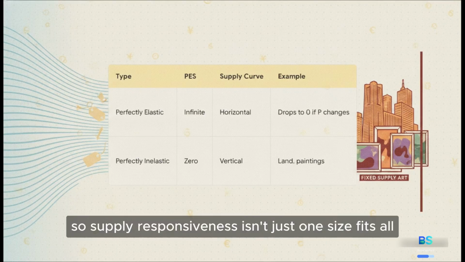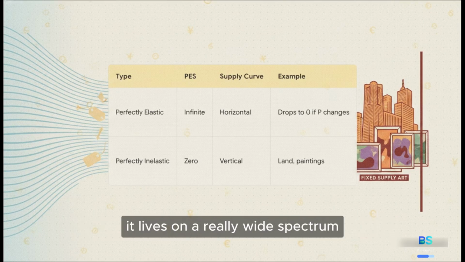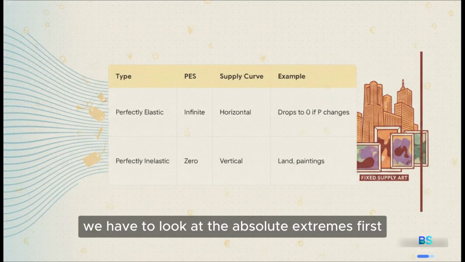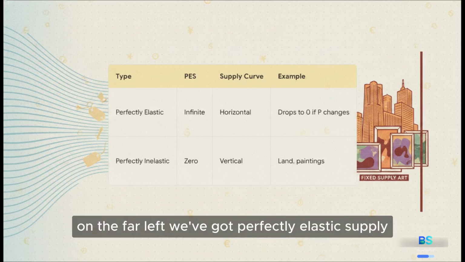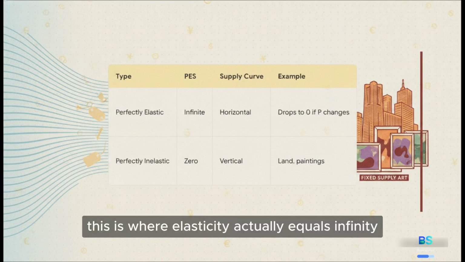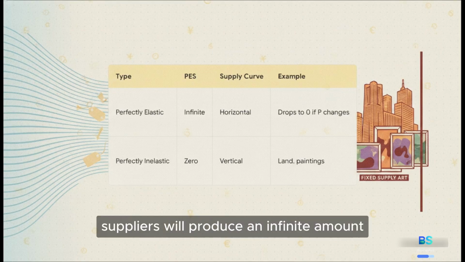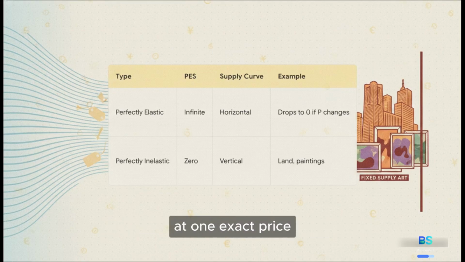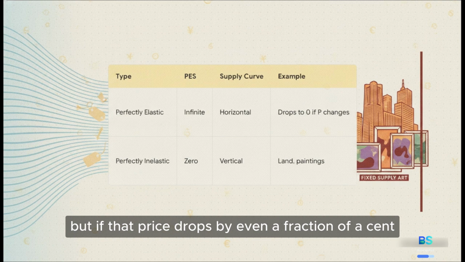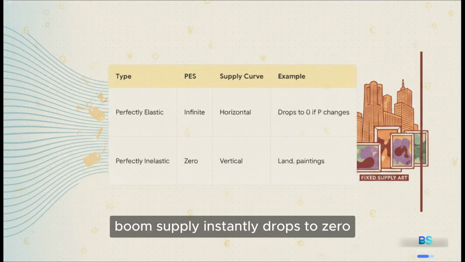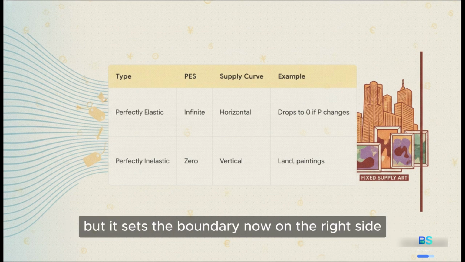Section 3, the extremes of elasticity, infinite versus zero. So supply responsiveness isn't just one size fits all. It lives on a really wide spectrum. To get it, we have to look at the absolute extremes first. On the far left, we've got perfectly elastic supply. This is where elasticity actually equals infinity, creating a totally flat horizontal curve. What this means is suppliers will produce an infinite amount at one exact price, but if that price drops by even a fraction of a cent, boom, supply instantly drops to zero. It's a theoretical extreme, but it sets the boundary.